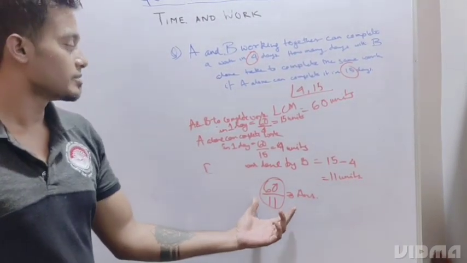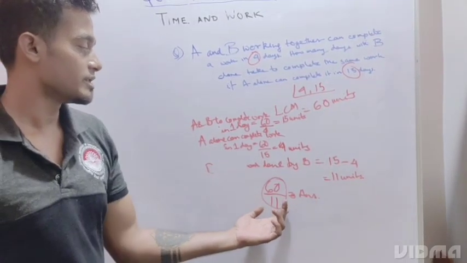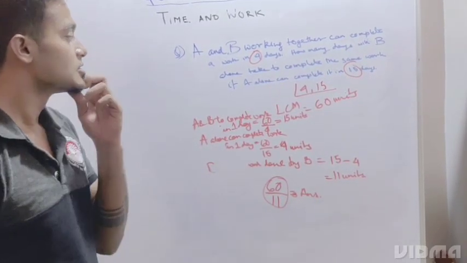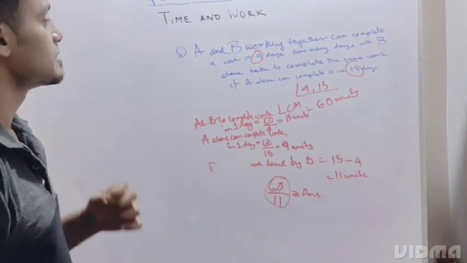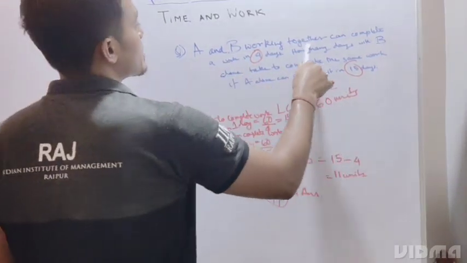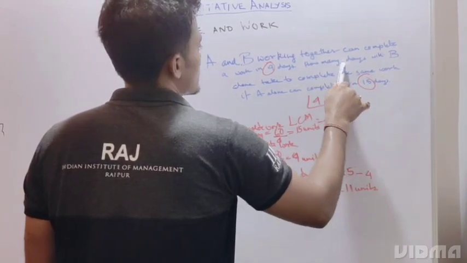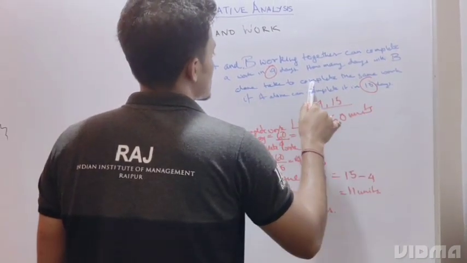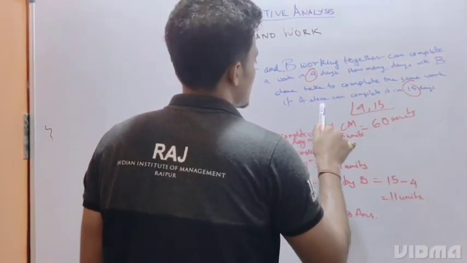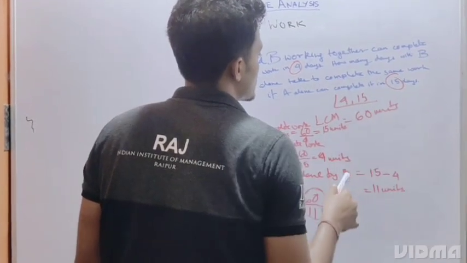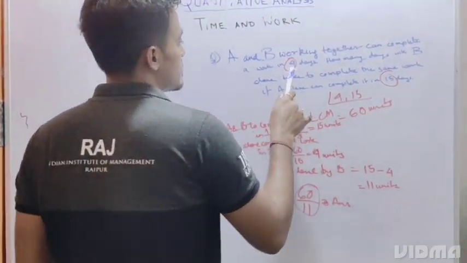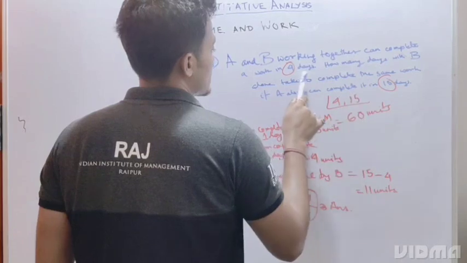If you want, you can simplify it more, but you can leave the answer as it is. So I'll explain it to you again. A and B working together can complete a work in 4 days. How many days will B alone take to complete the same work if A alone can complete it in 15 days?